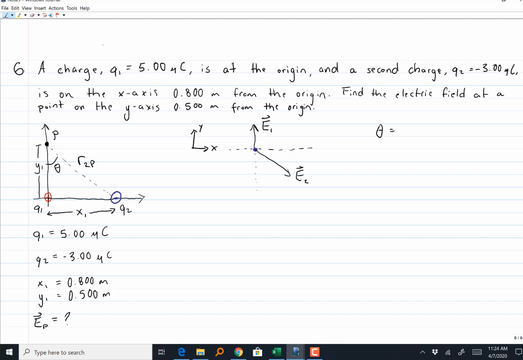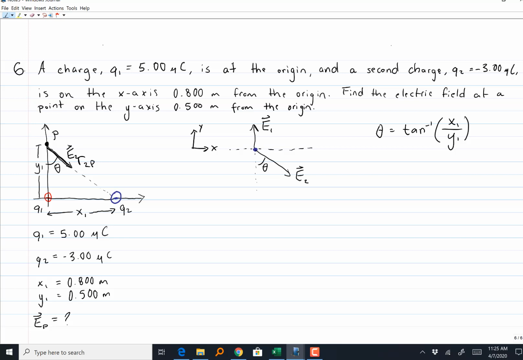Right? To do that, I can use my inverse trig functions. In this case, I already know the values for x1 and y1, so I can use an inverse tangent of x1 over y1, opposite over adjacent, to get that angle. All right, so that angle is going to show up in this diagram here, between the y-axis and my vector, which is pointing on that straight line path between point P and Q2.